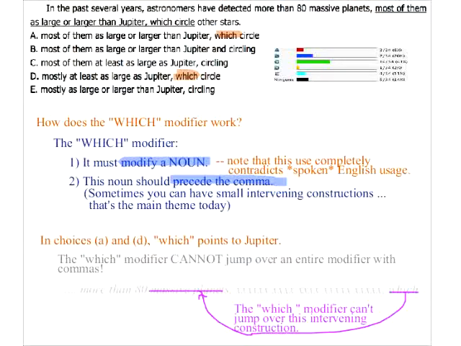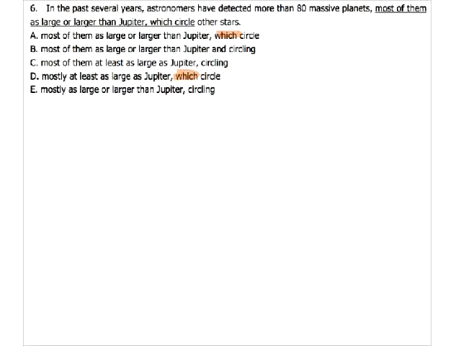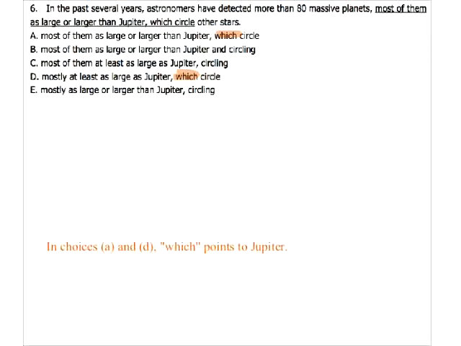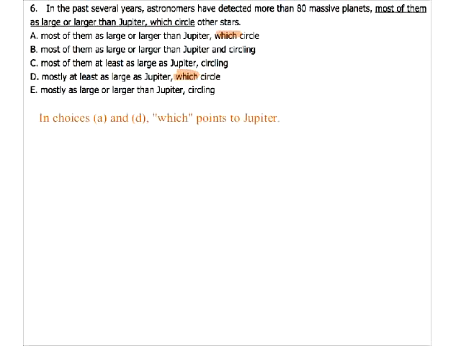So in this case, we have which trying to point to Jupiter, and there are two problems with that. Let's take this onto the next page, along with the highlights. In choices A and D, which would have to point to Jupiter. This is a problem for two reasons. What are those reasons? Why is it incorrect? Text box. One person has mentioned subject-verb agreement. See if we can get the other one.